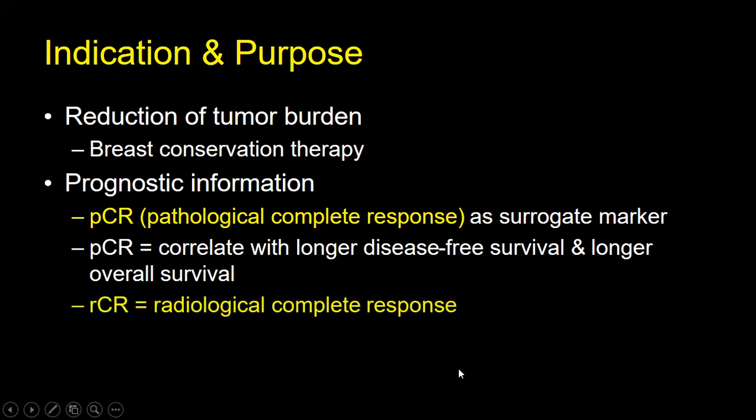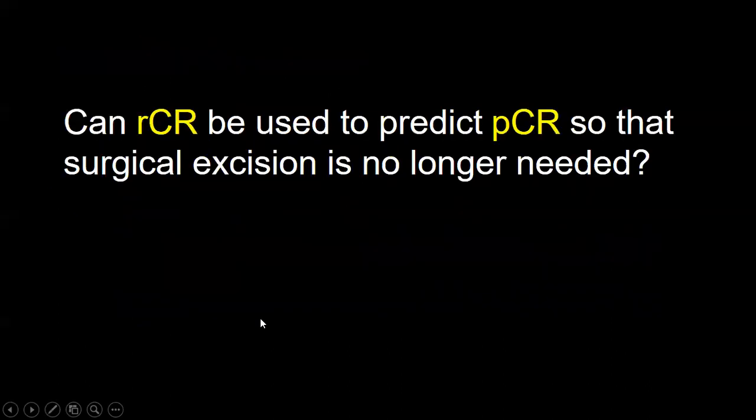I would like to introduce you to a parallel concept, which is RCR, which stands for radiological complete response. And we are going to go over this concept several times during this lecture. Radiological complete response basically means that at imaging, we no longer see any evidence of disease. A big question, which I would like to pose at this time, and we'll consider as the lecture goes on, can RCR be used to predict PCR so that surgical excision is no longer needed?